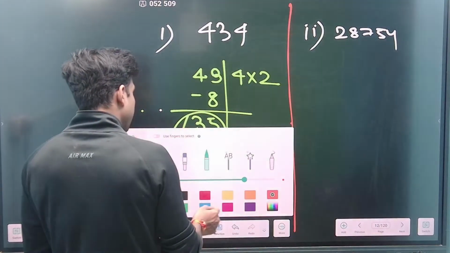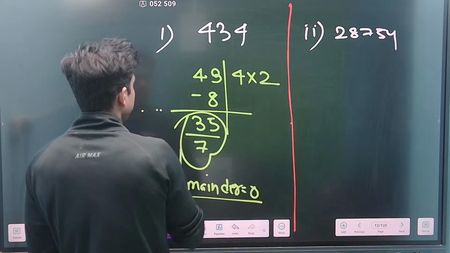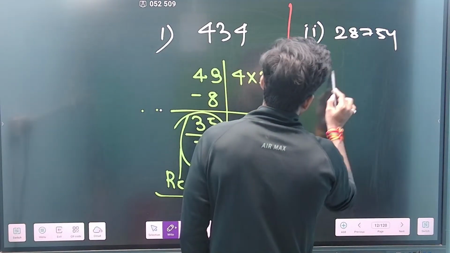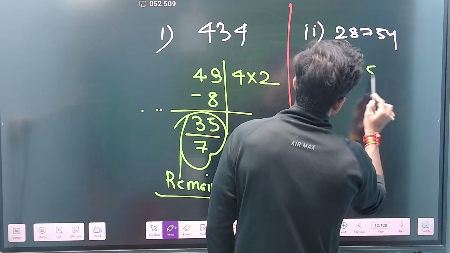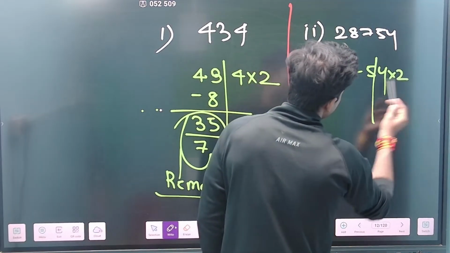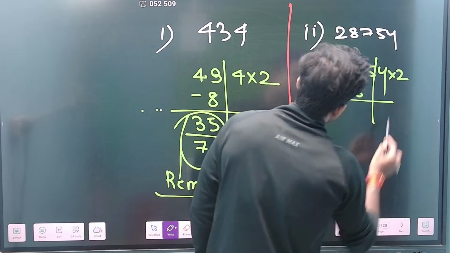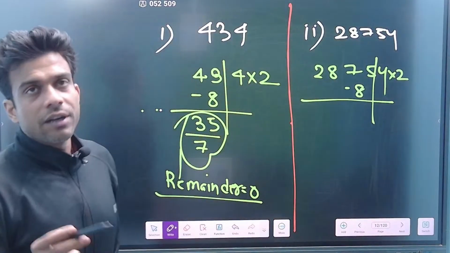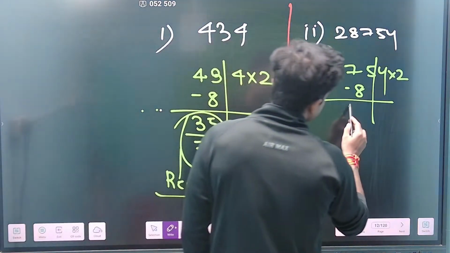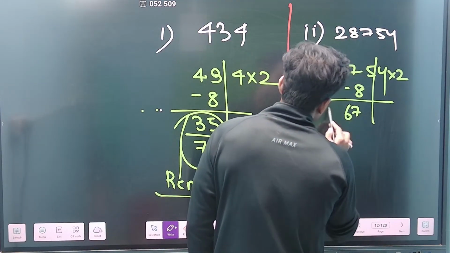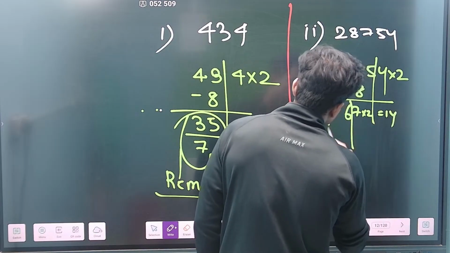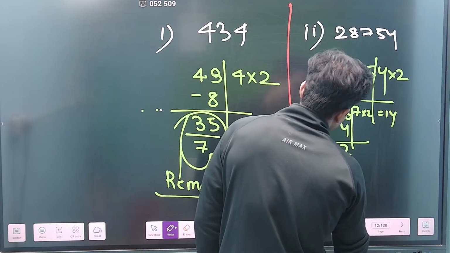If I come to this part, try to understand my point. Now I've taken a bigger number, which is 28754. I hope you're getting it. Take the 4 apart, multiply it with 2, and subtract. Now 875 minus 8 is 867, so we get 2867. Again multiply the last digit by 2, which is 14, and subtract from here. Now this is 2, this is 7, this is 2.